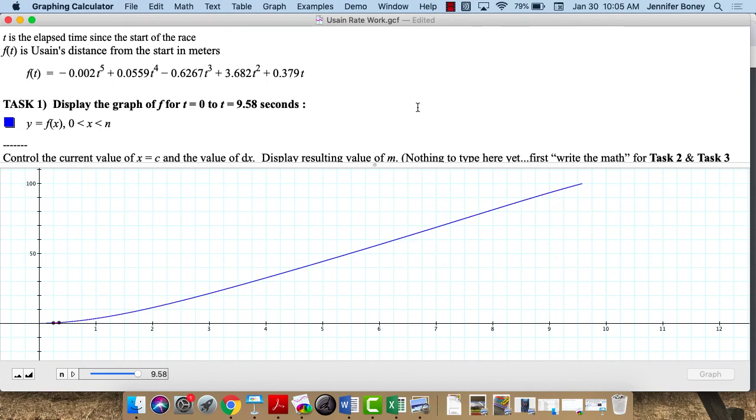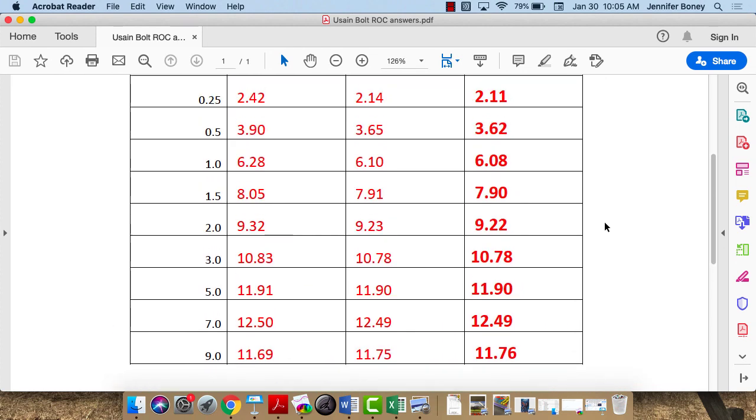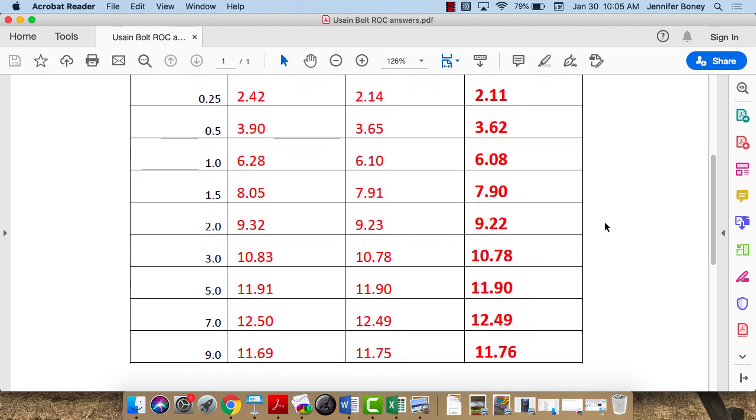But there's one other thing I want to point out, and this is the bottom part of your worksheet. It says, using a result above with dx equals 0.001, so the ones that I have bold-faced here, the right column.